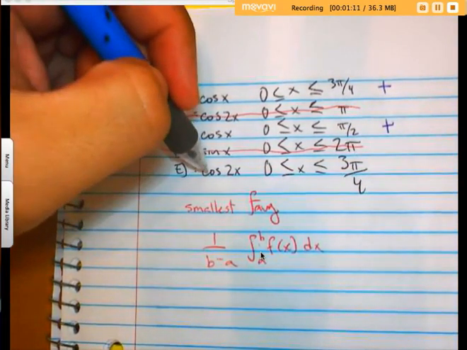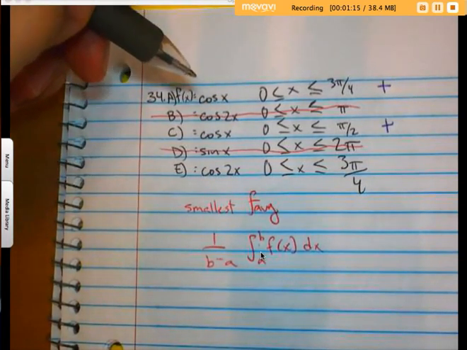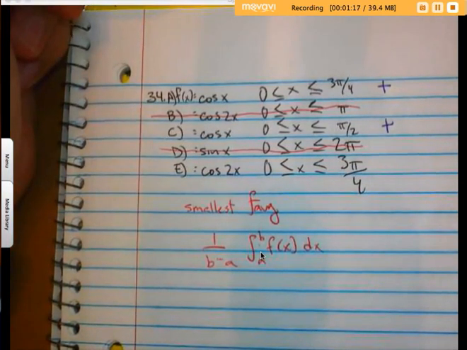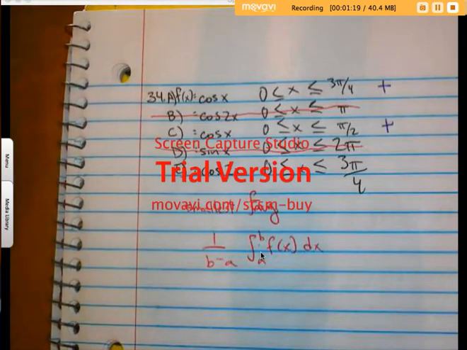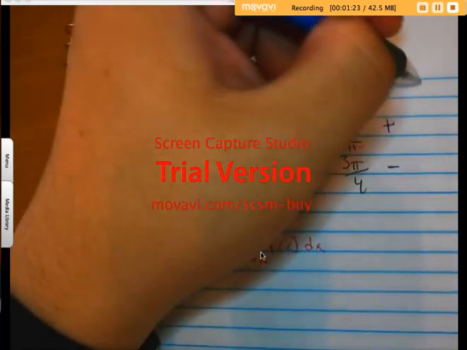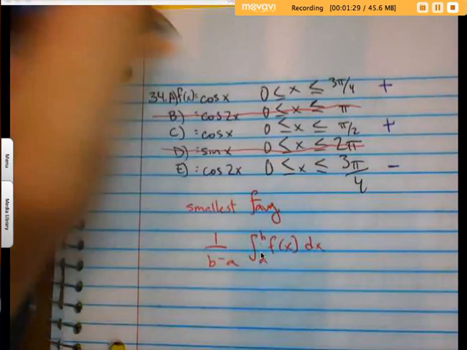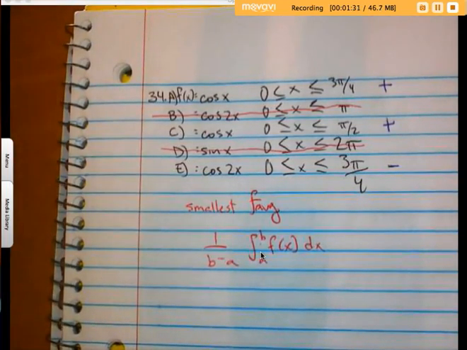A funny thing about the cosine of 2x from 0 to 3 pi over 4 is that I actually get a negative value. And I can see that if I use my graphing calculator. Okay, which I want to stress, I want to stress that this is a calculator problem. You ought to try it out.